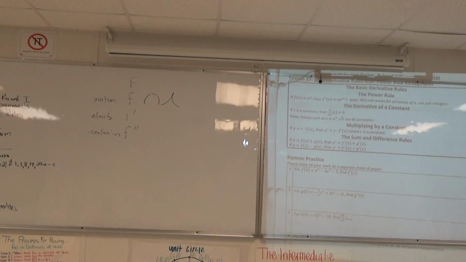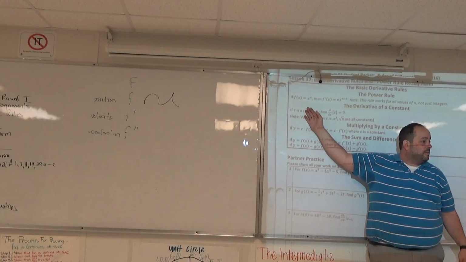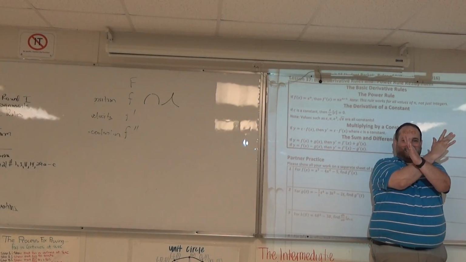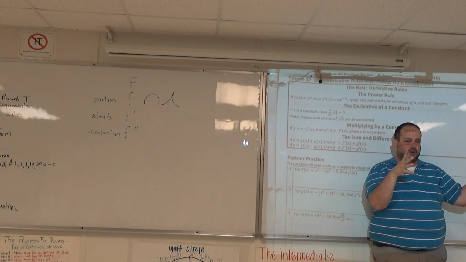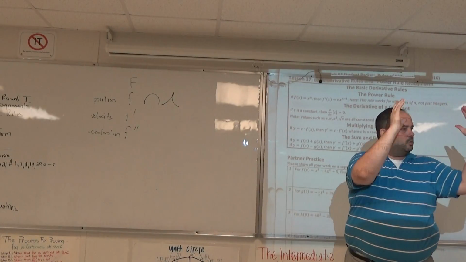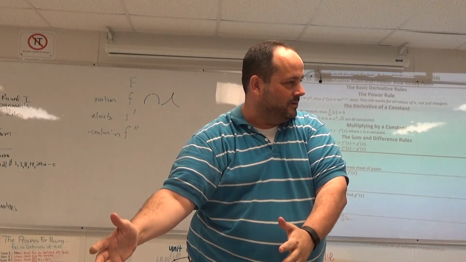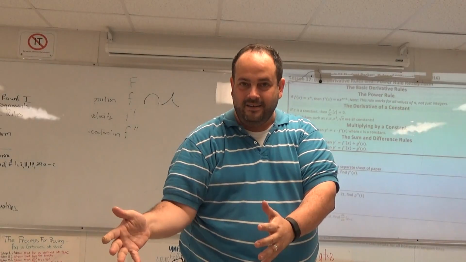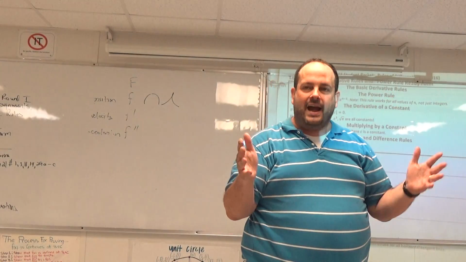All right, then we learn some basic derivative rules. We have the power rule. The power rule is when you have x raised to a power. And you guys know what the power rule tells you to do. When you have x raised to a power, what do you do? Bring that power down. You bring the power down. And then you subtract 1 from the power.